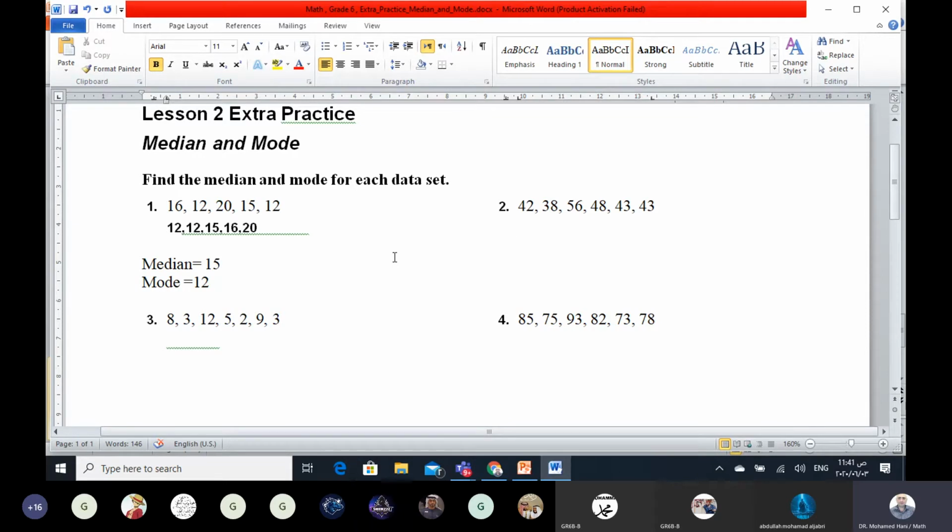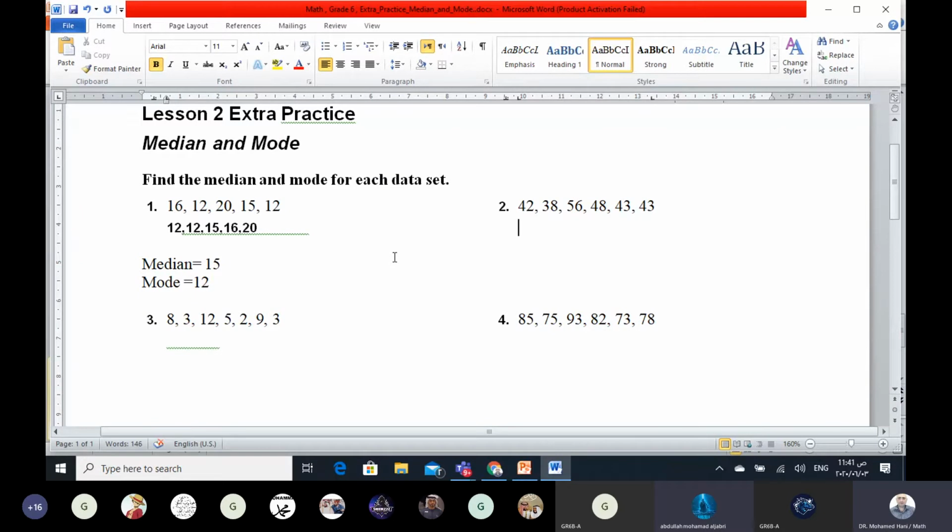Yes, Milad. Mr., I found it. Me, Falah. Tell me. Median 43 and mode 43. Yes, tell me. Median is 43 and mode is 43. Great. Yes, Abdullah. The mode is 43 and the median is 43.